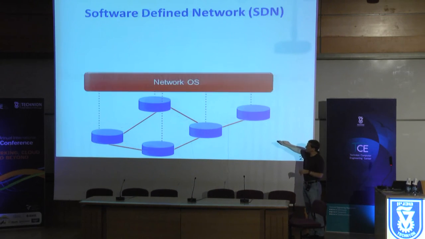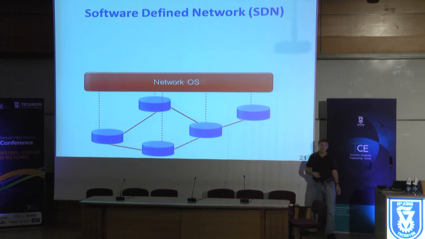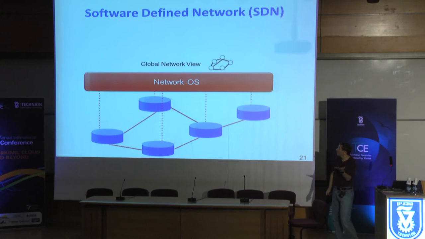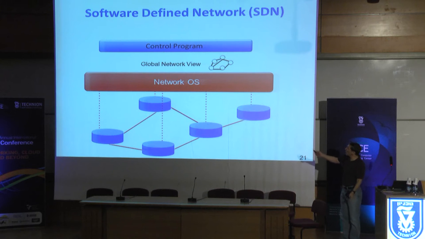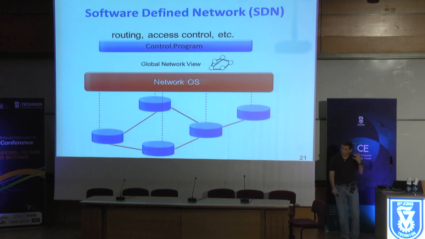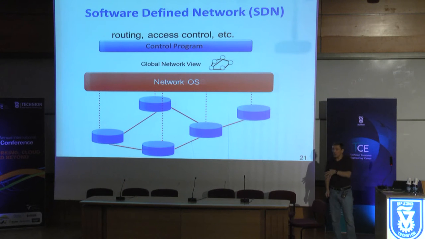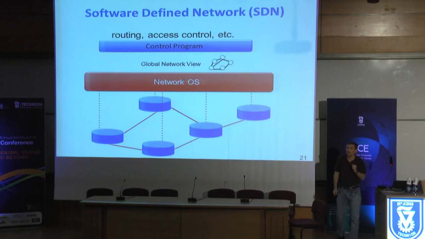So we want to replace this with a general purpose system. This is software running on some servers, but it talks to each of the switches, finds out the topology. That presents a global network view, and then you write your control program on top of that global network view. And that control program could be routing, could be access control, could be traffic engineering, whatever it is you're trying to do.